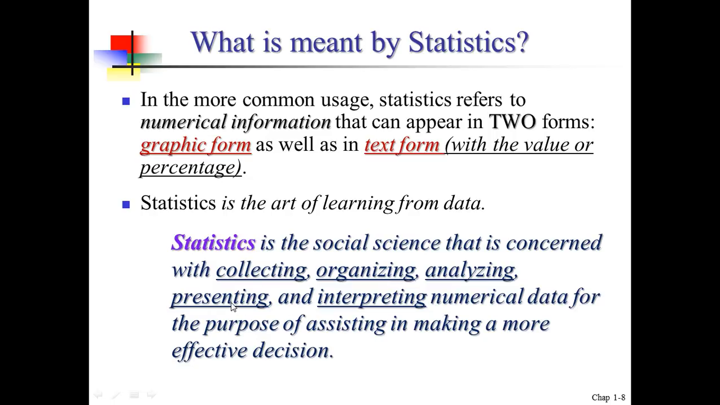When the result comes, you need to present your result. Present to whom? Present to the users. Or interpret the result. Sometimes when you present, you may not explain too much, so the user may still not understand. That's why you try to interpret. When they get this, they can use this statistic for making effective decisions. So what is statistics? Statistics is the social science that is concerned with collecting, organizing, analyzing, presenting, interpreting numerical data for the purpose of assisting in making more effective decisions.